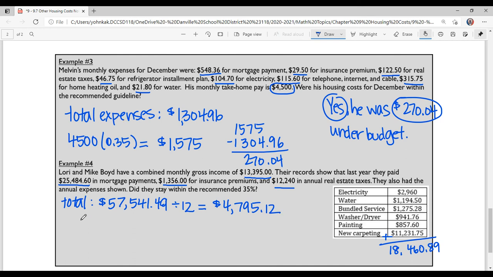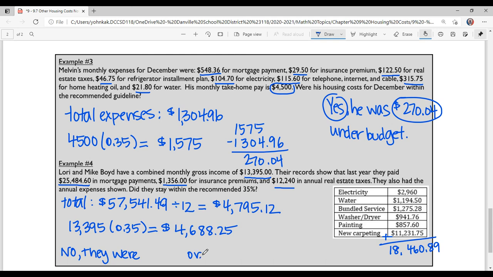Okay, so now I need to figure out what the recommended value is. So I'm going to take my monthly income, 13,395, and find 35% of it. That gives me a recommended expenditure of $4,688.25. So my total spending was more than my recommended spending. So I'm going to say no, they were not within the budget. And since I spent more, we're going to say over budget.